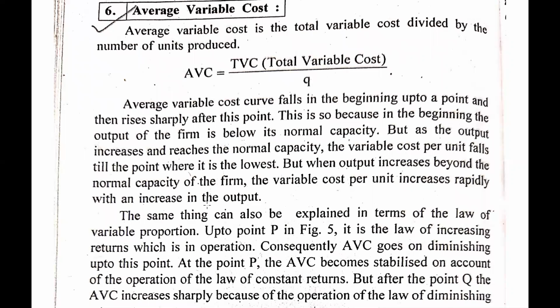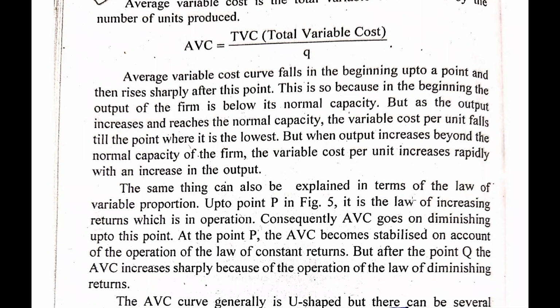So guys, in the beginning we can say the average variable cost decreases till the normal capacity, but when the company goes beyond the normal capacity, its variable cost will increase. So here it is all about the normal capacity point.